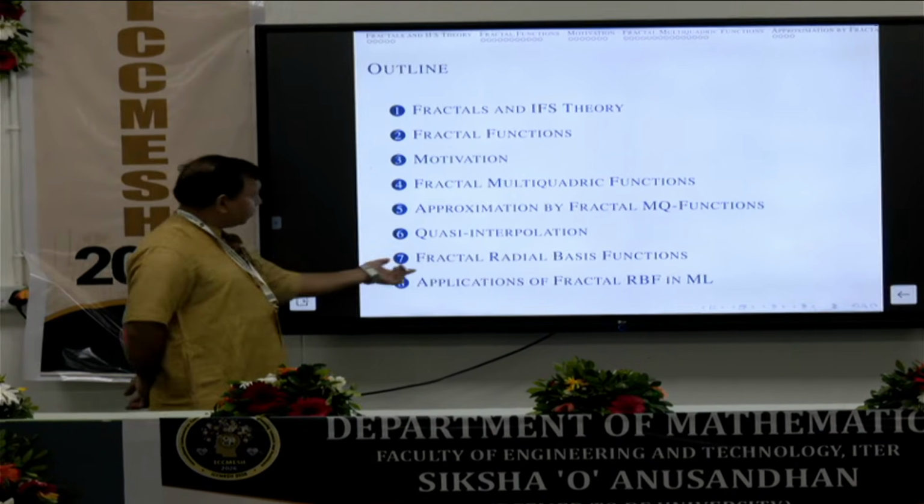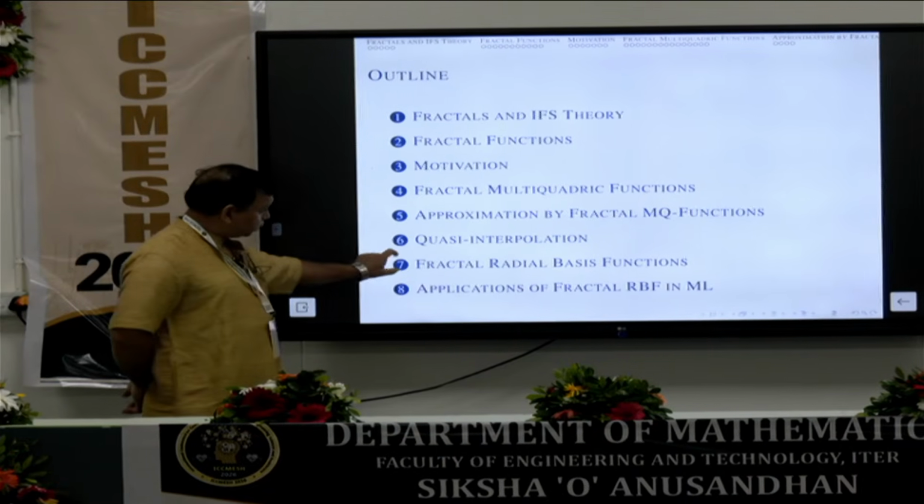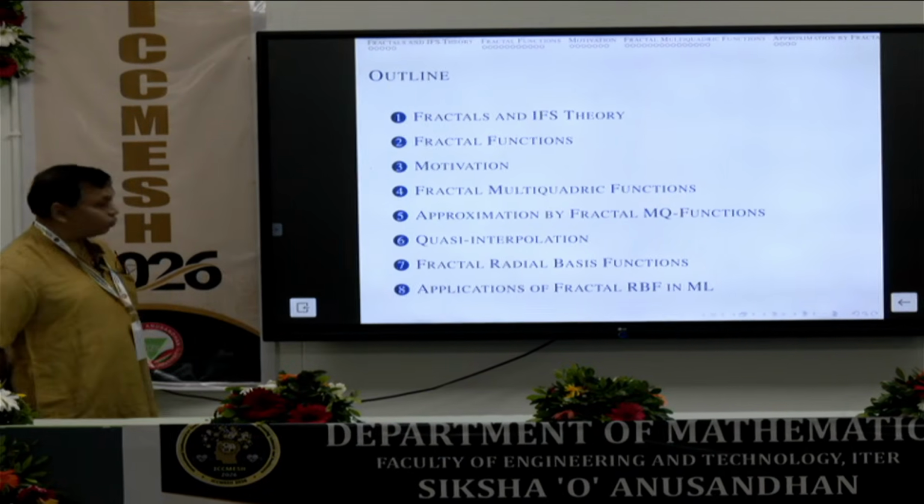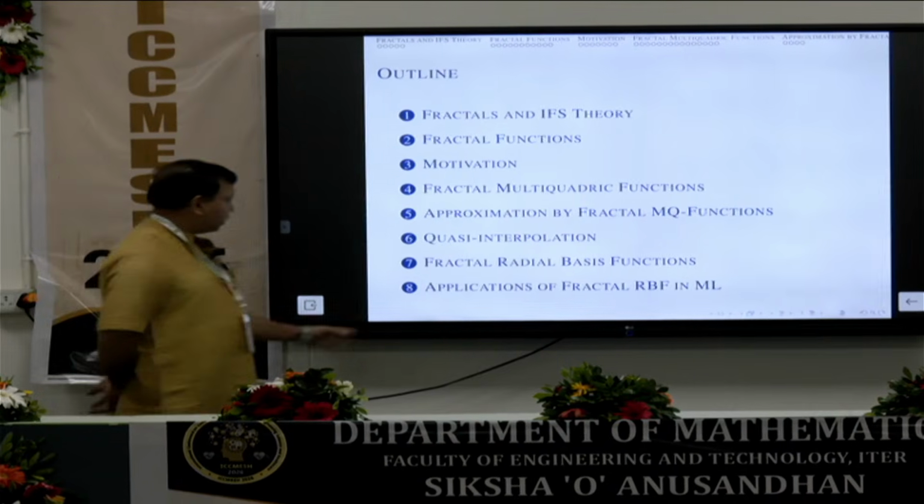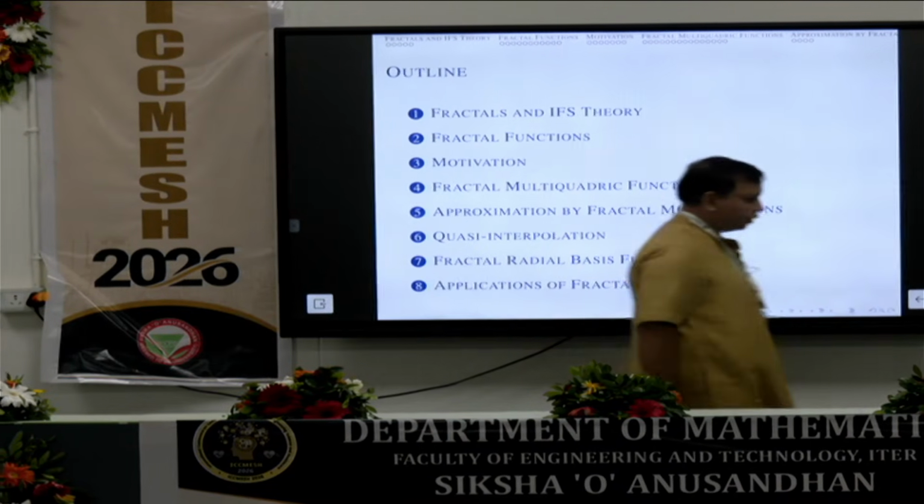Once you develop the fractal radial basis function, this part is basically a kernel which can be used in the machine learning part, and the last part we have used for the classification problem.